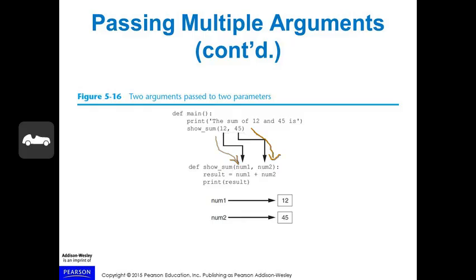And when the execution comes here, the interpreter actually jumps to here and assigns num1 to 12, num2 to 45, and then adds them together. And then the result is printed out at the end of the show sum function. So what happens inside the show sum function is num1 is pointing to this piece of data, 12. Num2 is pointing to this piece of data, 45. So this is passing multiple arguments to a function.